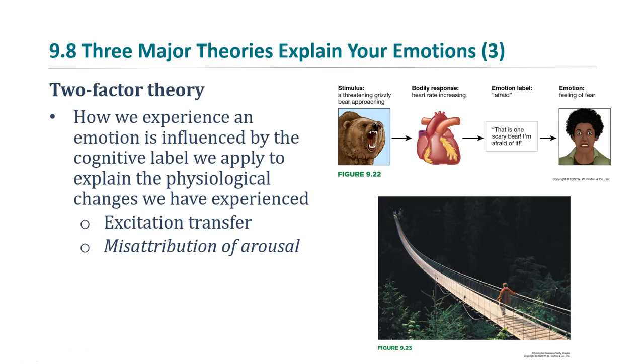And the reason why they came out with this two-factor theory, and the two factors are the body response and the emotion label, that's what the two factors refer to. The thing is, in the James-Lange theory, you would need a separate set of body responses for each emotion. Like, if the body response is causing a certain emotion, then sure, it's easy to say, if my heart's pounding fast and my palms are sweating, I must be afraid.